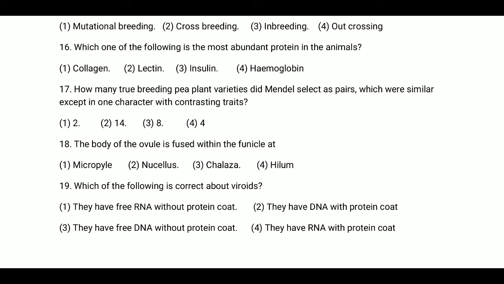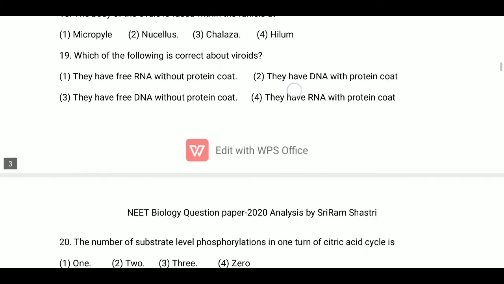They have free RNA without protein coat. They have DNA with protein coat. They have free DNA without protein coat. They have RNA with protein coat. So if you talk about viroids, they are naked RNA molecules. So the right answer is they have free RNA without protein coat. First option is the right answer.